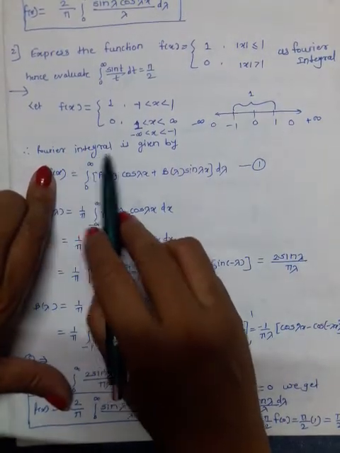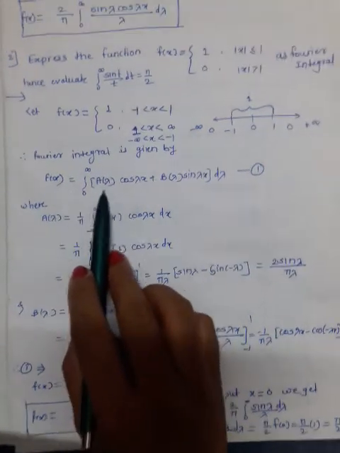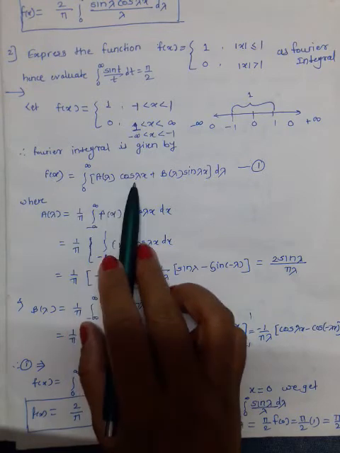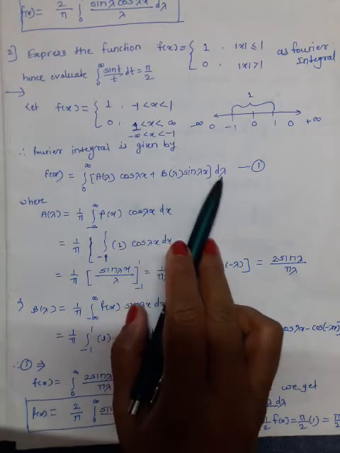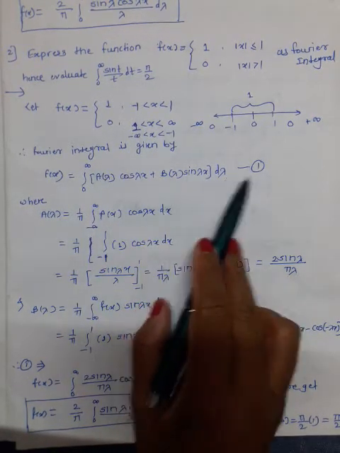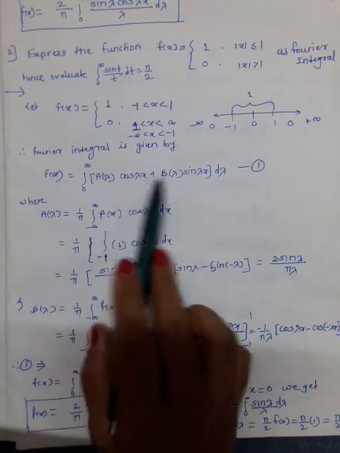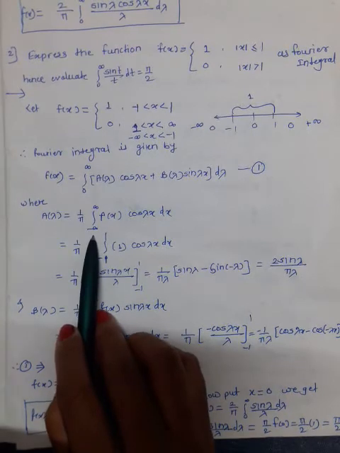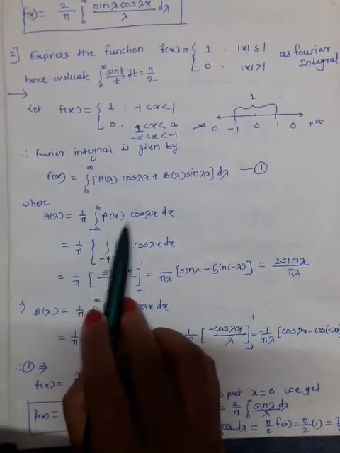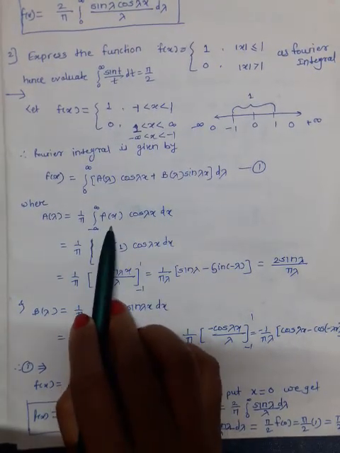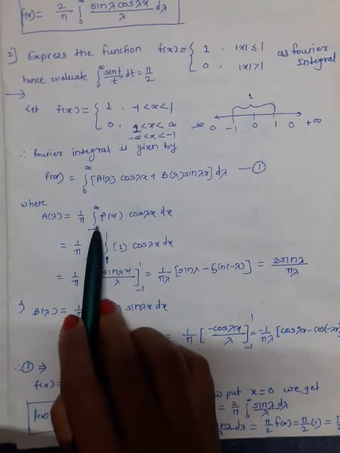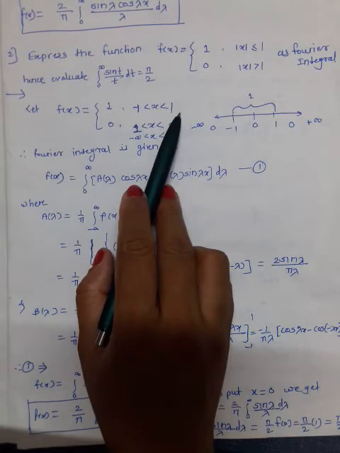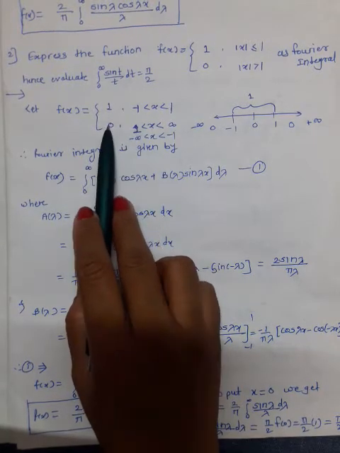Now the Fourier integral is given by f(x) equals the integration from 0 to infinity of a lambda cos lambda x plus b lambda sin lambda x, bracket complete, d lambda. Call that equation number 1. We have to find a lambda and b lambda only, where a lambda is 1 upon pi times the integration from minus infinity to plus infinity of f(x) cos lambda x dx. We have to put the function f(x) value here. What is the f(x) value? It is 1 between minus 1 to 1, and in the rest of the interval the value of f(x) is 0.